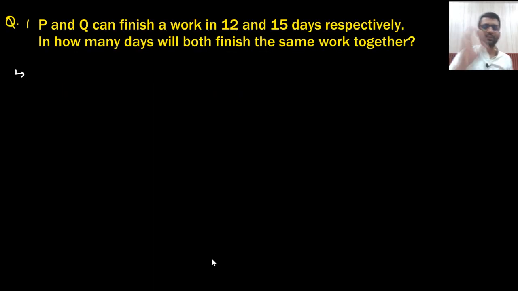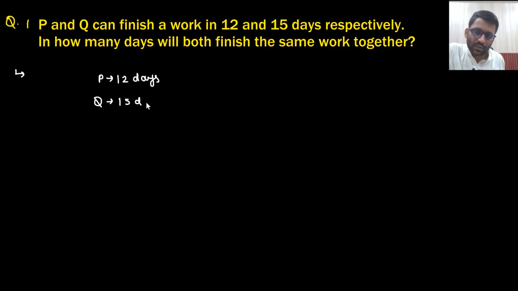So let's start solving the first problem. How are we going to solve the problem in the examination? They are saying that P and Q finish the work in 12 and 15 days respectively. So P finishes the work in 12 days and Q finishes the work in 15 days. First, let's take the LCM of 12 and 15. What is the LCM of 12 and 15? I get 60.